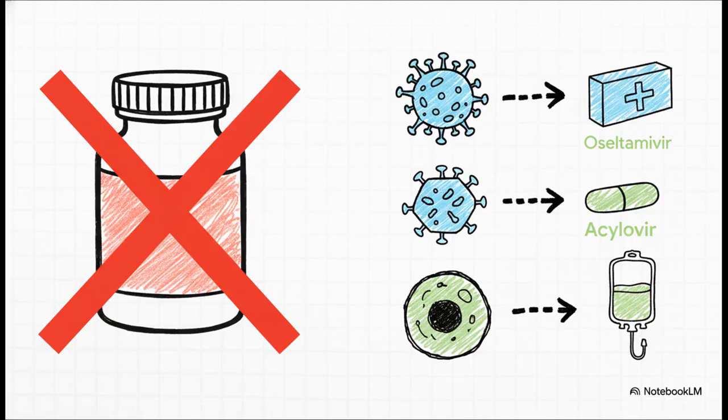Unlike with bacteria and fungi, we do not use empiric antiviral therapy. Treatment is always targeted. You only treat if you have solid evidence. If you know it's the flu, you use something like oseltamivir. If it's herpes, you use acyclovir. If it's CMV, you use ganciclovir. It's all about treating a specific confirmed virus.